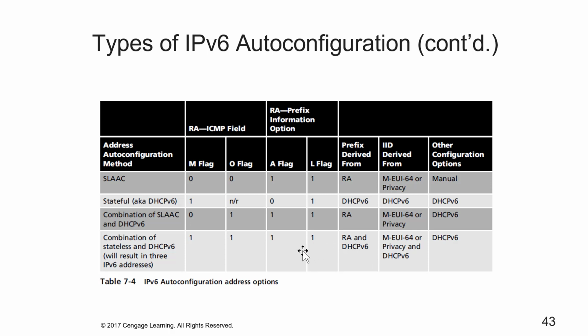So here are the IPv6 auto-configuration address options. Again, when we talk about the combinations of the flags, the combination of stateless and DHCPv6 is going to result in all flags being on. And then if we combine SLAAC with DHCPv6, the M flag is going to be off.